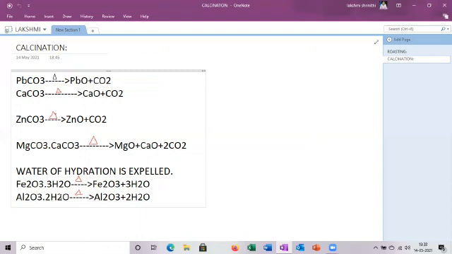In this process, any extra water of hydration will be thrown out. For example, Fe2O3.3H2O goes out as Fe2O3 plus 3H2O, and Al2O3.2H2O gives Al2O3 plus 2H2O. That's what we say in roasting and calcination.